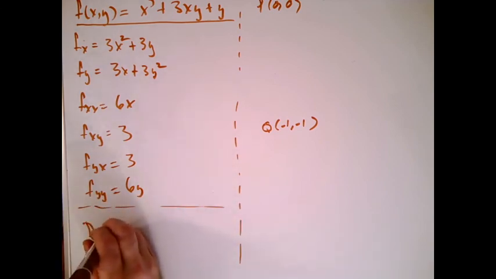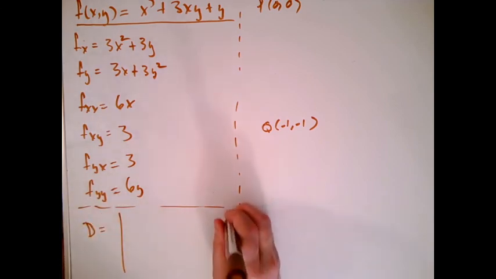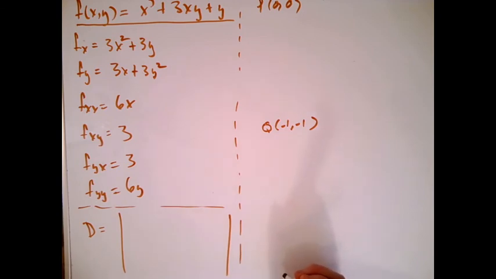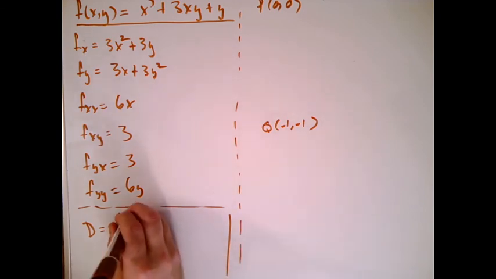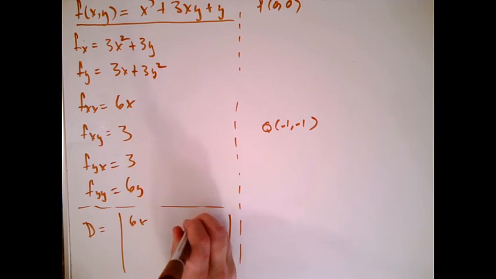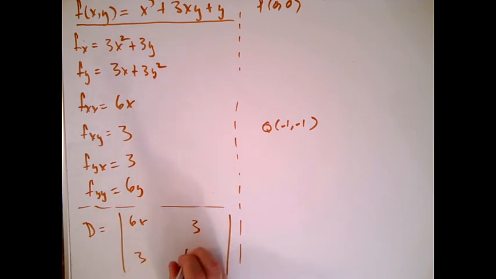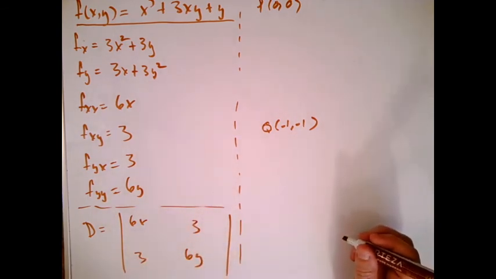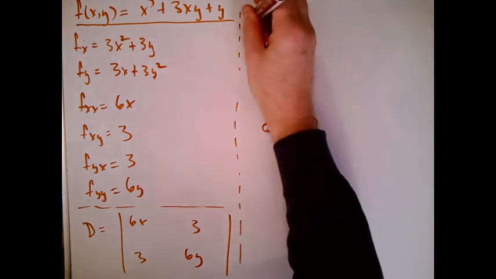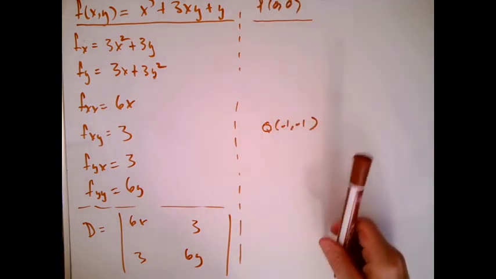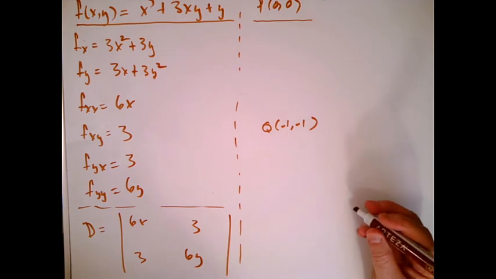For me, it's usually easiest to leave the variables in until I actually have to plug in the point. So this is going to be the determinant 6x, 3, 3, 6y, like that. Now let's go do the second derivative test. The second derivative test says make sure you have a critical point. Create your little determinant D.